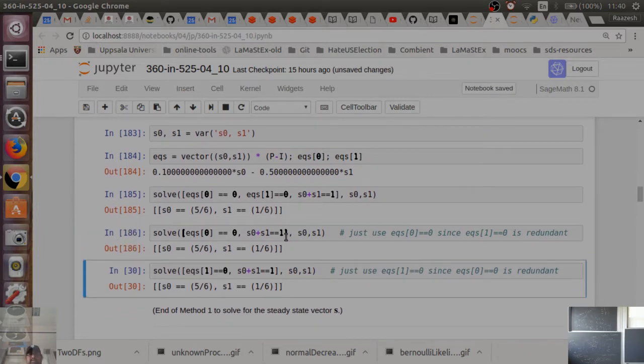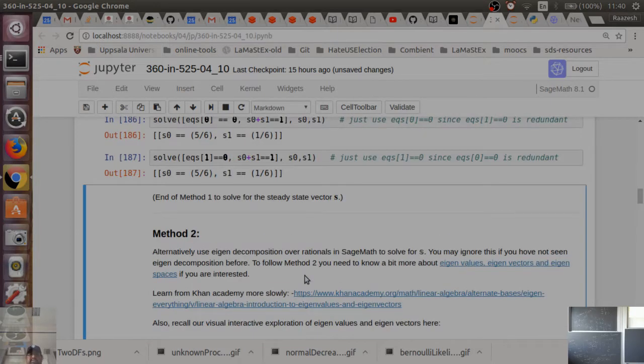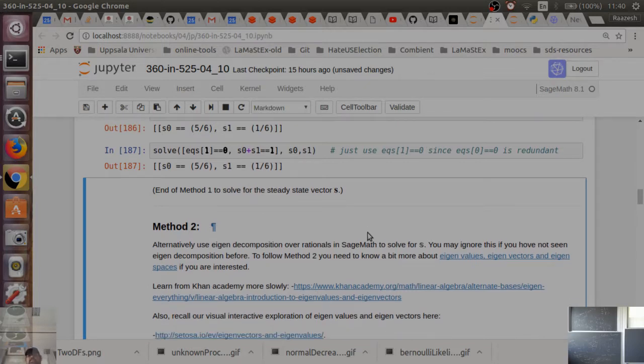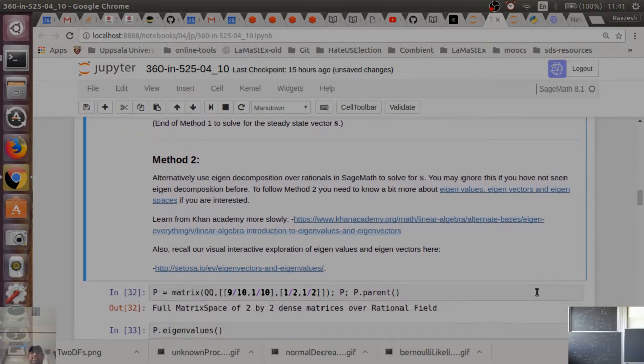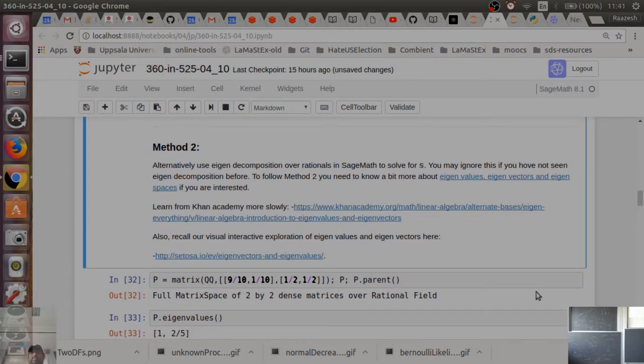You can also do it this way because equation 1 equals 0 is redundant. You can also solve it simply this way as well. So we've got some redundancies. That's just how we use SageMath symbolics to solve those equations and get directly to the stationary distribution. Method 2. So this is what we were playing with before.